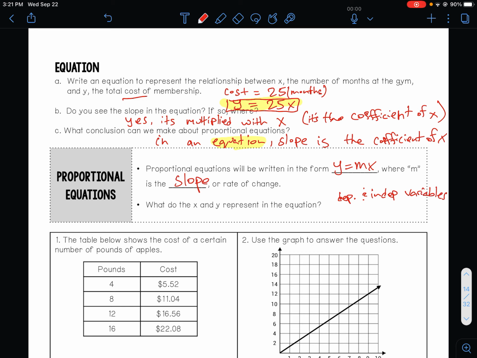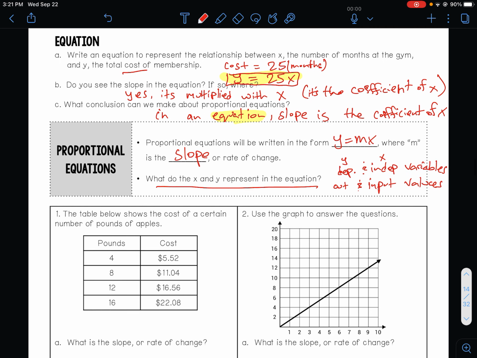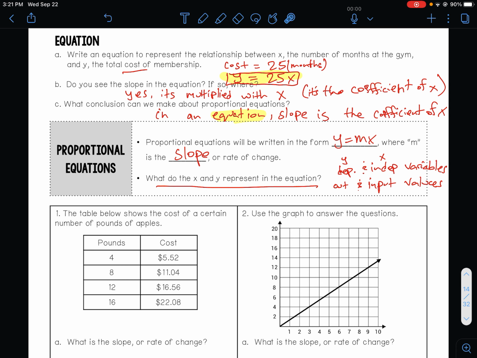You could also say it's the input and the output. So dependent is y, the x, that's x. This is the output and input values. So don't worry so much about this question. If you get it, great. If not, try your best to wrap your mind around it.